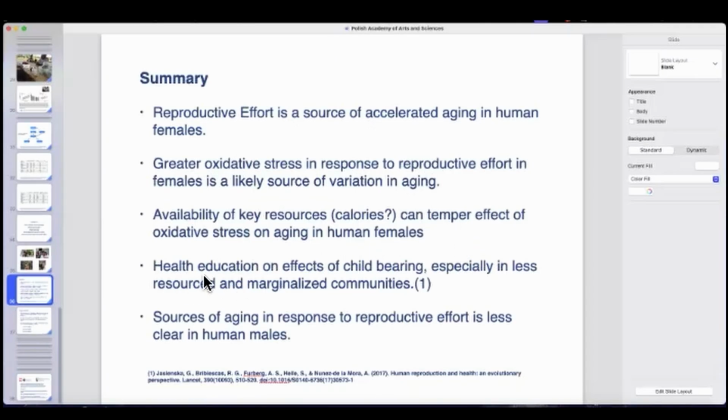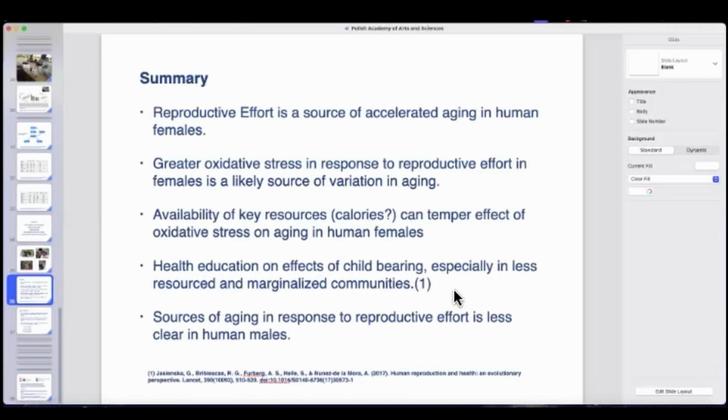And then the other thing that I've thrown into previous grant proposals within the United States, if we are able to submit any proposals anytime soon, is the fact that this research informs health education on the effects of childbearing, especially in less resourced and marginalized communities. I think that's really important.